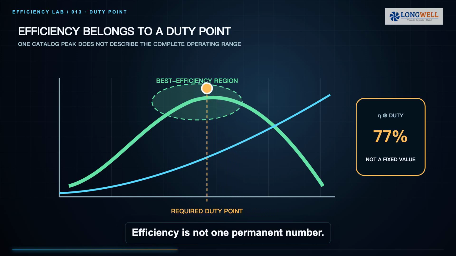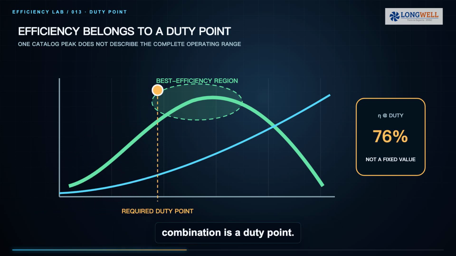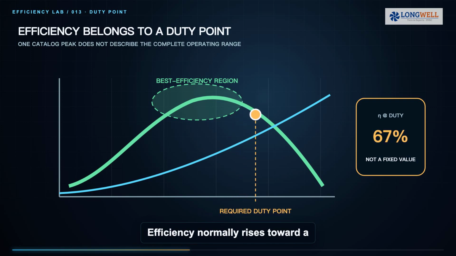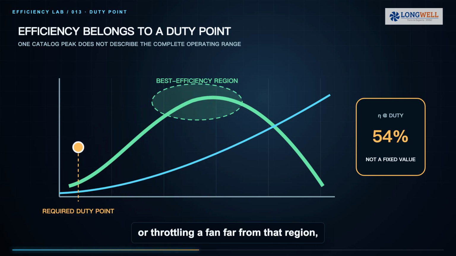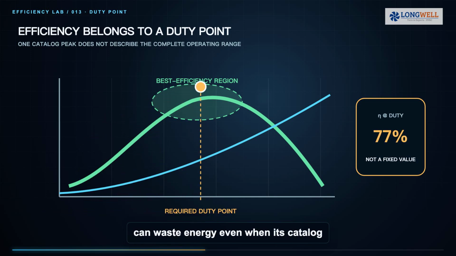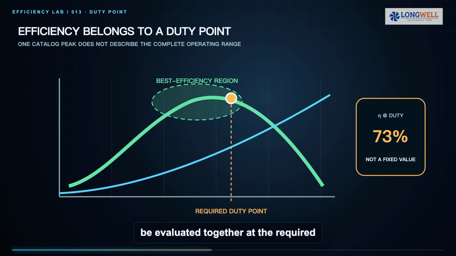Efficiency is not one permanent number. On a fan curve, each airflow and pressure combination is a duty point. Efficiency normally rises toward a best efficiency region and falls away on either side. Selecting a smaller fan at high speed, or throttling a fan far from that region, can waste energy even when its catalog peak looks excellent. The motor, drive, and impeller must be evaluated together at the required point.